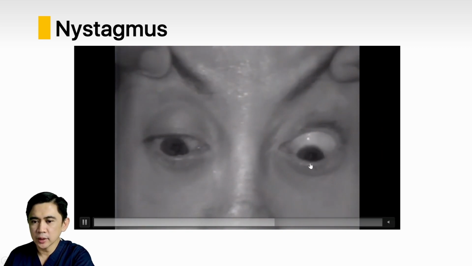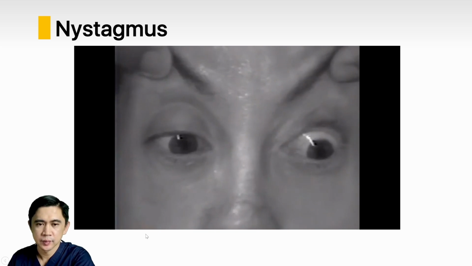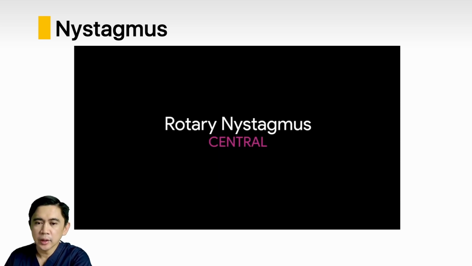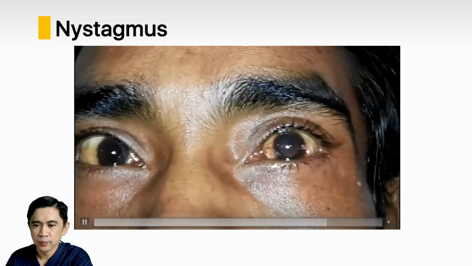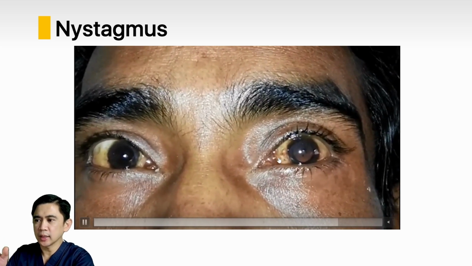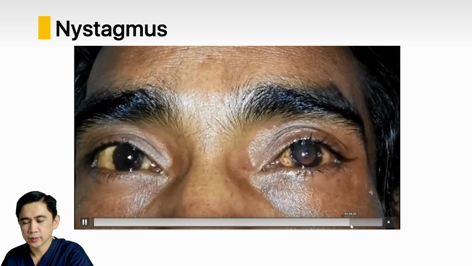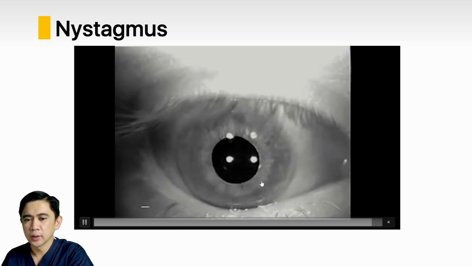And in this one, if the patient looks down, there is also a nystagmus. And this is a central lesion. Here is an example of a rotary nystagmus, and it implies a central cause of dizziness. Okay, it rotates on one side. See, this is also another rotary nystagmus.